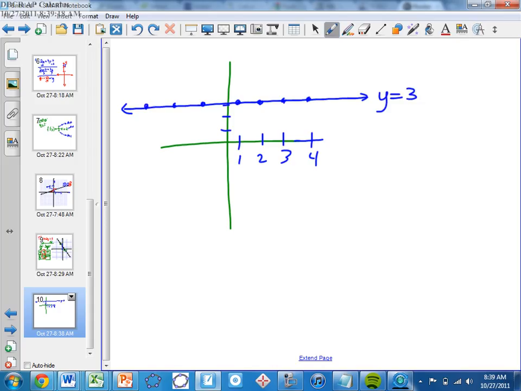I don't want you to have to memorize. It's good to know that a horizontal line is y equals whatever the number is. Again, any horizontal line is y equals that number. But in this case, just remember, what do all the points have in common? They all have a height of 3. A height is the y value, thus y equals 3.